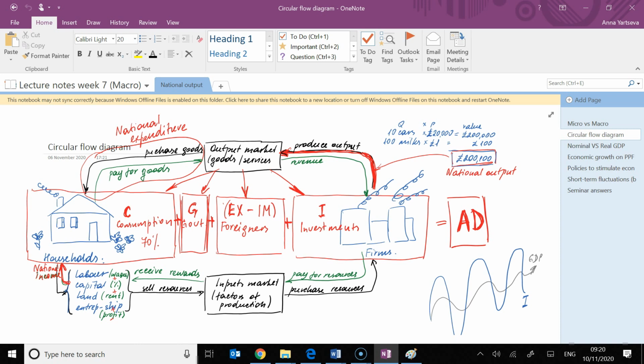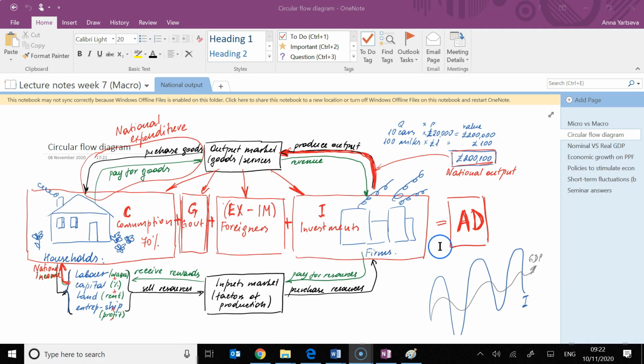And the whole idea of the circular flow is that there are several sectors in the economy which interact with each other in different ways. The first sector is households. We all live in households, and what is important is that all resources belong to us, to households, all factors of production, which includes labor, capital, land, and entrepreneurship.